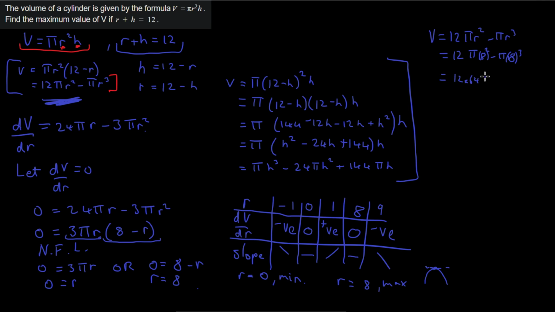12 times 64 pi minus 8 times 8. What's that? That's 64 times 8 pi. Maybe I can factorize this and simplify it a little bit. So this will equal, I can take a 64 pi out, and then I'll be left with 12 minus 8. Hey, this works. 64 pi times 4, this will be 256 pi.